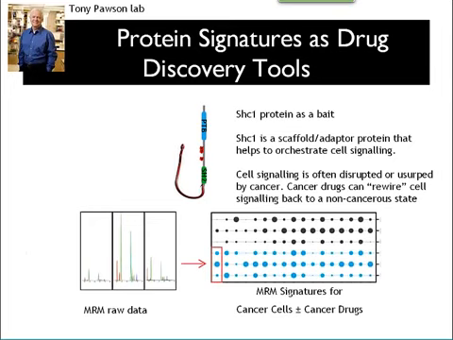And what we're going to do with it is we're going to pull down SHIC1, and SHIC1, as you're going to see in a second, has a lot of other proteins that bind to it. And we're going to assay this with MRM, traditional MRM, time-scheduled MRM.